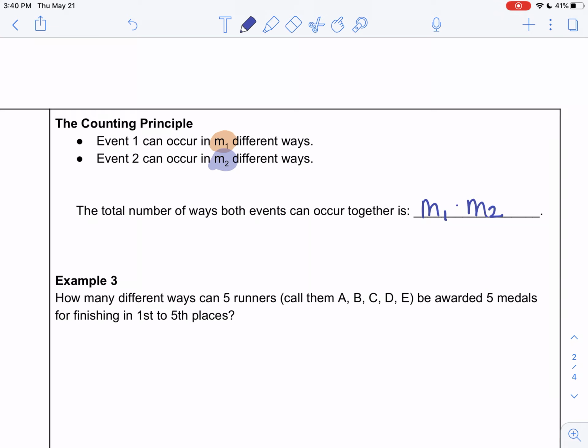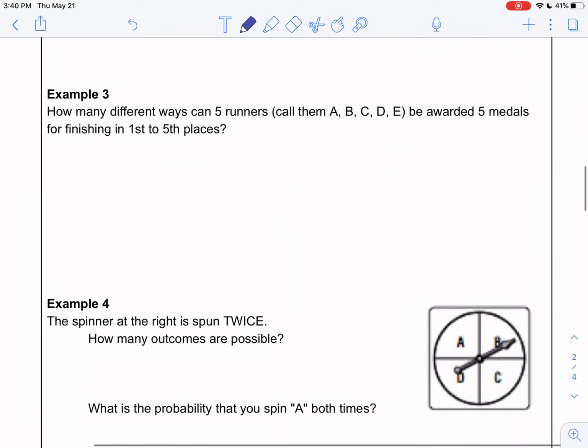Okay, cruising on. How many different ways can 5 runners, called with the ever popular names A, B, C, D, and E, how many different ways can they be awarded 5 different medals, finishing 1st to 5th places? Okay, pause the video, see if you can make a prediction.